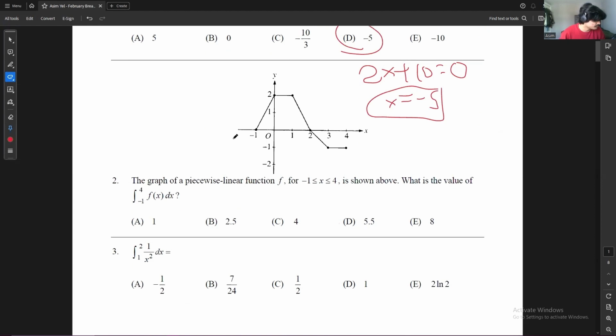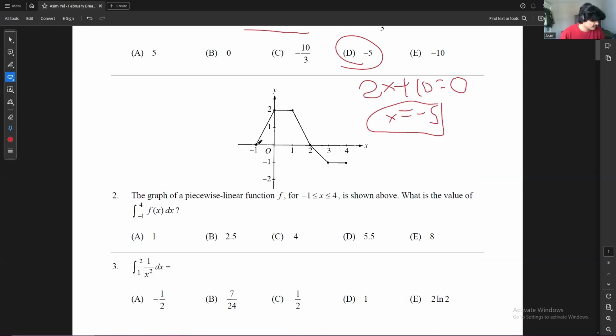Answer choice D. The graph of a piecewise linear function f for x between -1 and 4 is shown above. What is the value of the integral from -1 to 4 of f of x dx? Okay, so if they're asking for this, it's the area under the graph, because an integral means the area under a graph in a specified interval. So if we're solving for this integral, we're going to find the area under this linear function, and this will be our integral value.